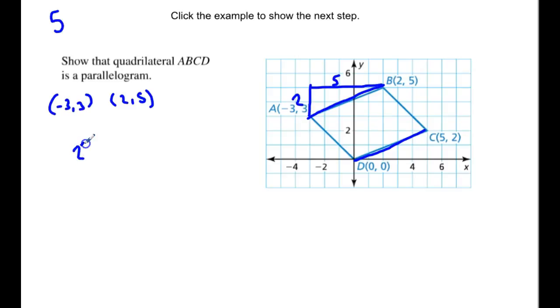So I know that 2 squared plus 5 squared equals c squared, right? So 4 plus 25 equals c squared. So c equals the square root of 29. That's what this length right here is.